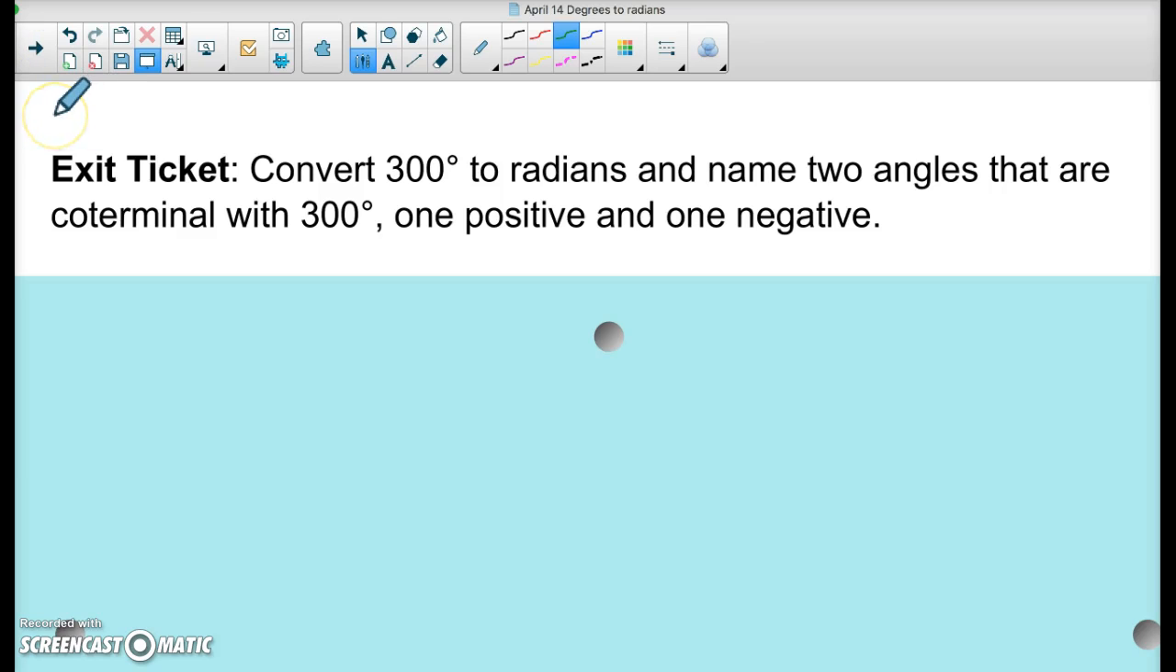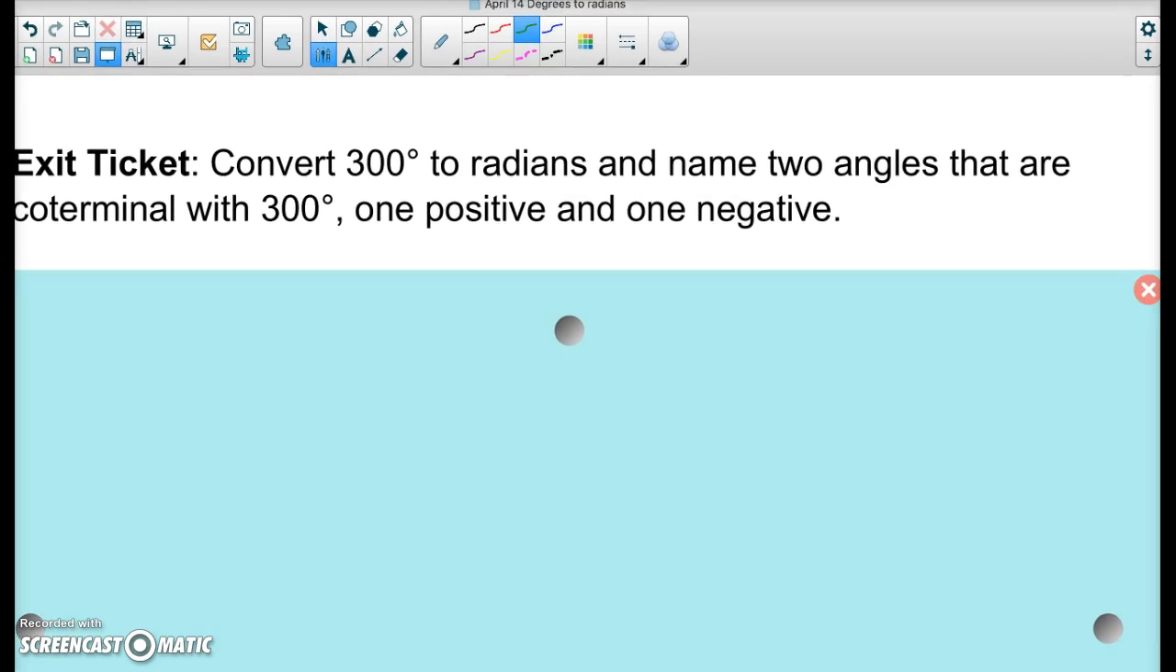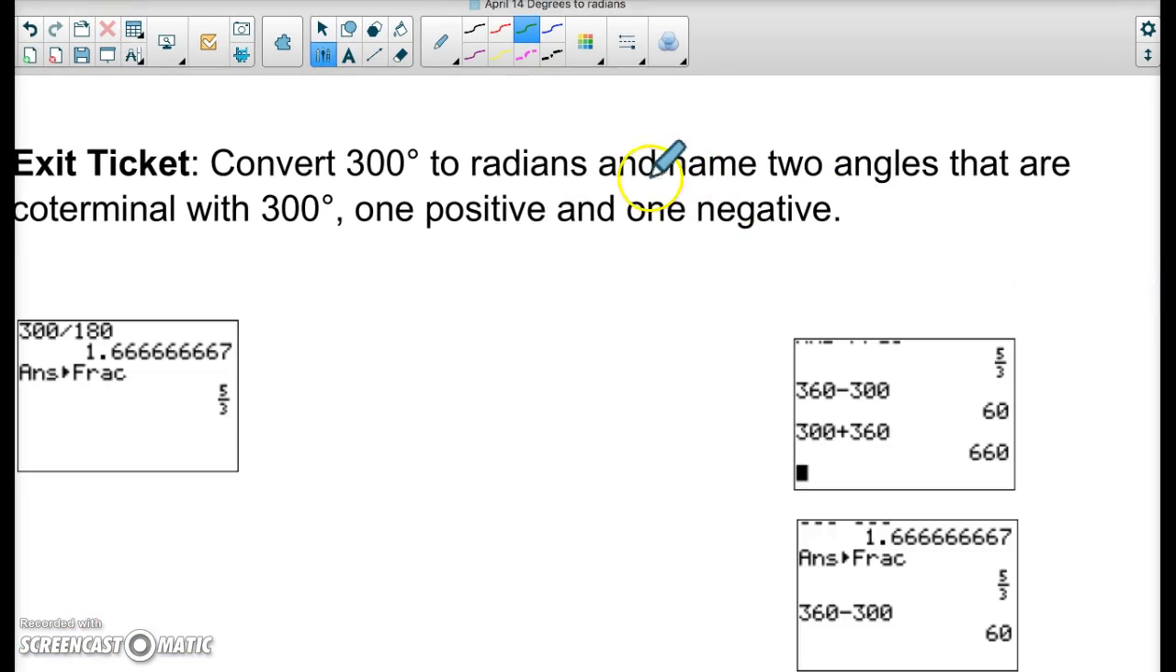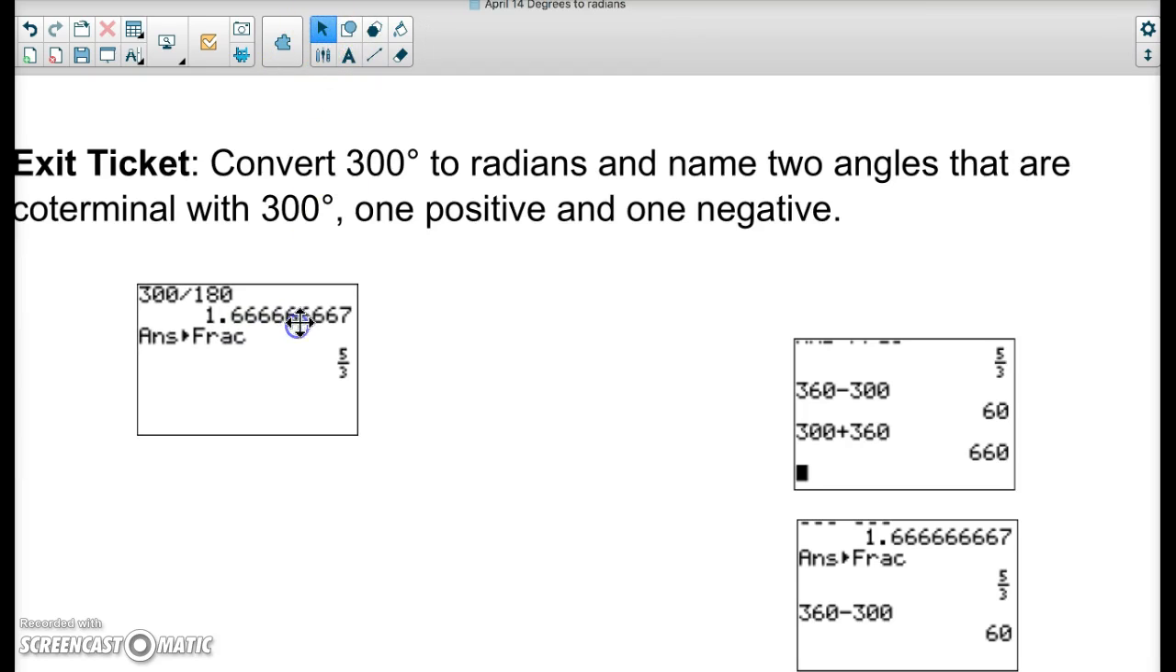Here's a little exercise. I'm going to ask you to do this one on your own, and then I'll go over it with you. But stop, pause now, and try doing this problem. All right. So what do we have here? When I convert to radians, I get 300 over 180, which comes out to be 5 over 3. And then don't forget you're multiplying that by pi.